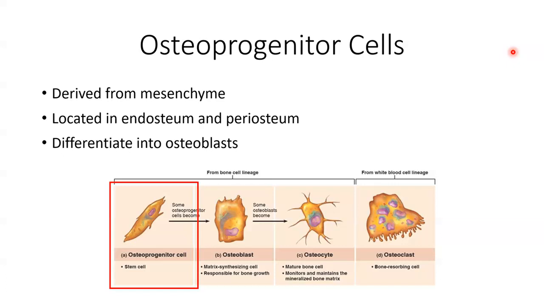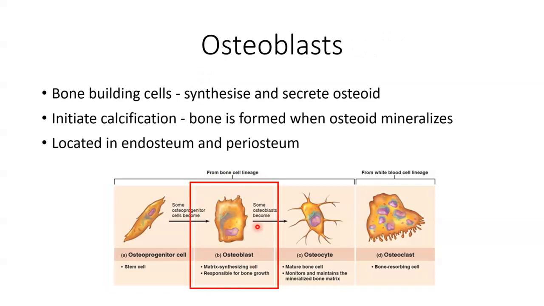Now, osteoprogenitor cells are the only bone cells to undergo cell division. So they will split and divide, and the resulting cells will develop into our osteoblasts. So our osteoblasts are the immature but functional bone cell. They are the cells that build bone. So osteoblast, build bone.